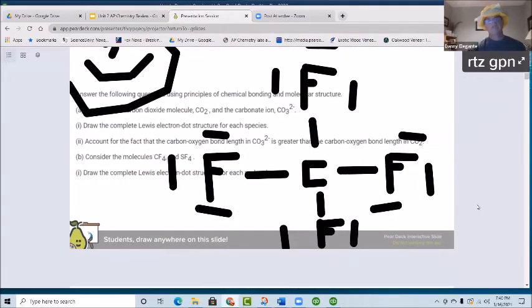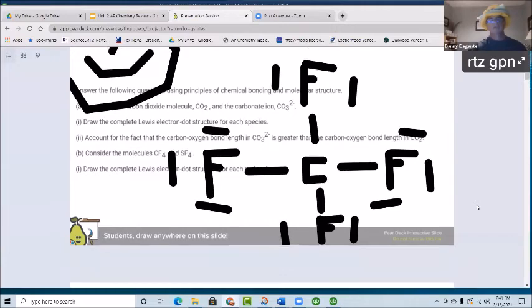If y'all can see the one that I'm showing y'all right now, you can either use dots, or if you want to, you can use just a line, like in the one I'm showing you, to show a lone pair of electrons. AP readers, no matter how you do it, either with dots or lines, will know that's a lone pair of electrons.